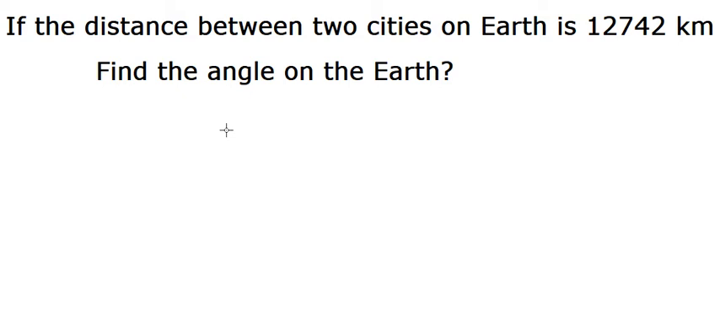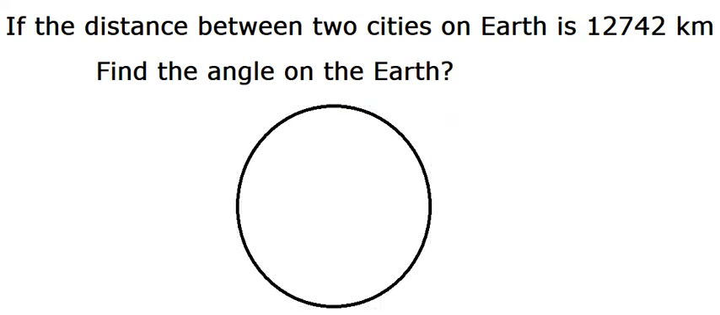The topic today is about finding the angle on the earth. So now I will show you the technique. If the distance between two cities on earth is 12,742 kilometers, so now I will show you the answer.